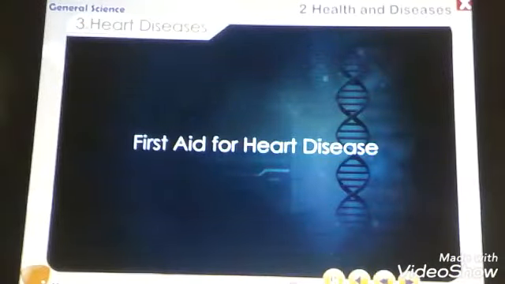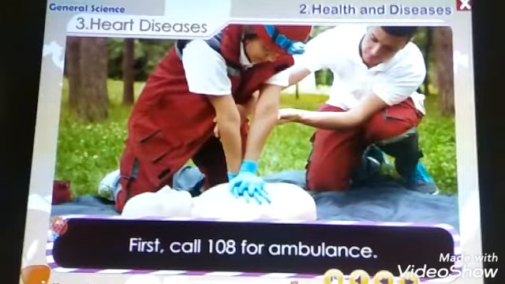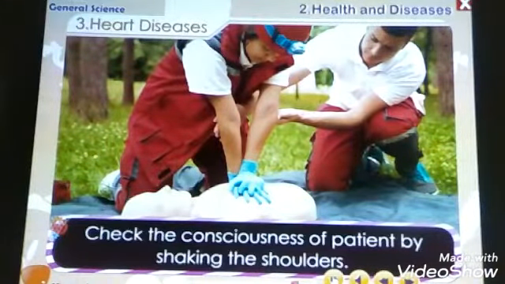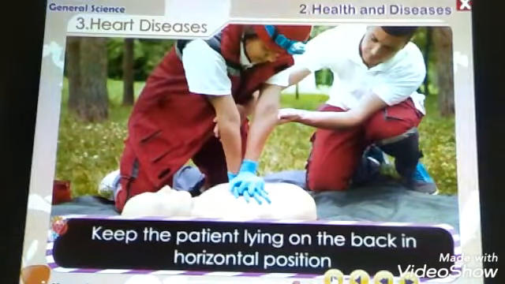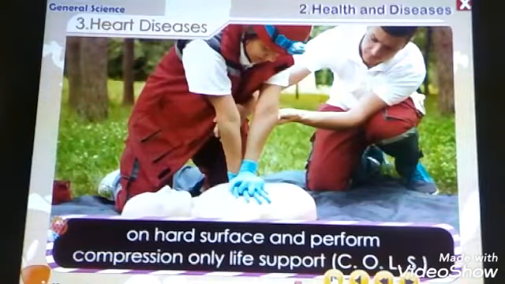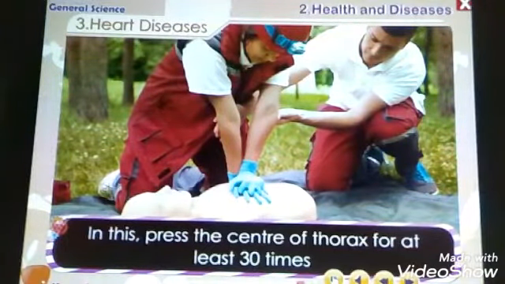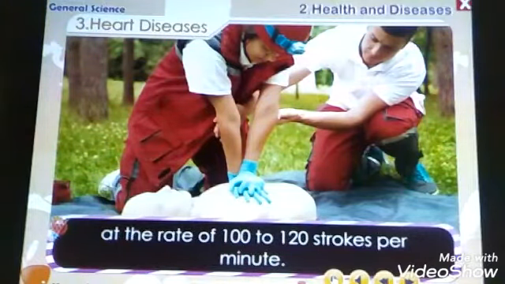First aid for heart diseases. First, call 108 for an ambulance. Check the consciousness of the patient. Keep the patient lying on the back on a hard surface and perform compression only life support, COLS. In this process, compress the center of the thorax for at least 30 minutes at the rate of 100 to 120 strokes per minute.